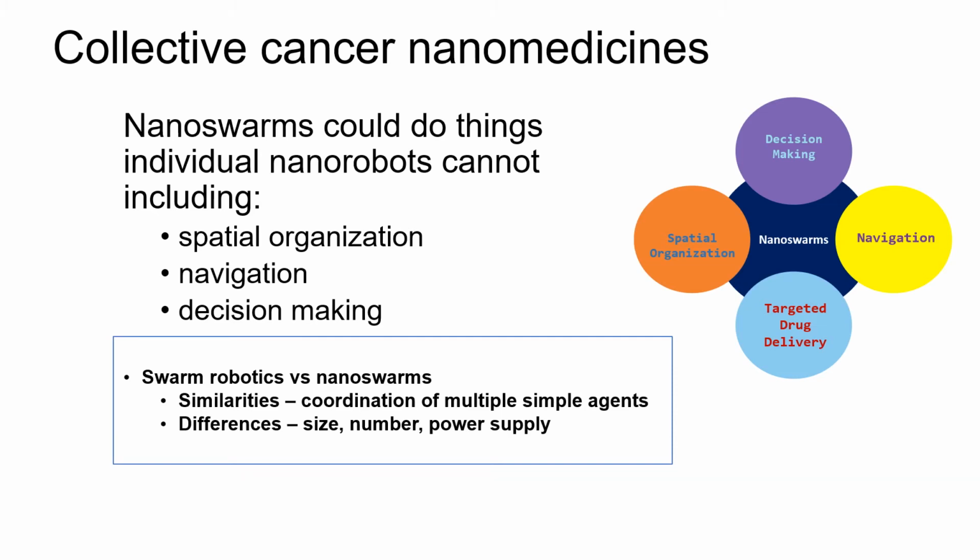and it could change its behaviour to release a drug. When we look at swarm robotics and nanoswarms, there are similarities when it comes to the coordination of multiple simple agents. However, there are also several differences.